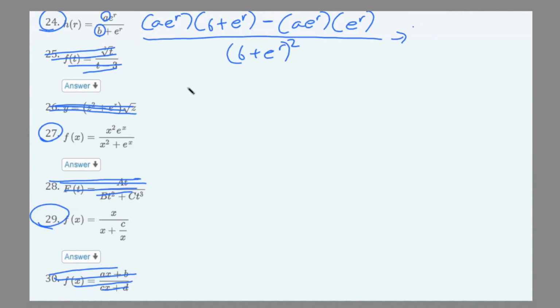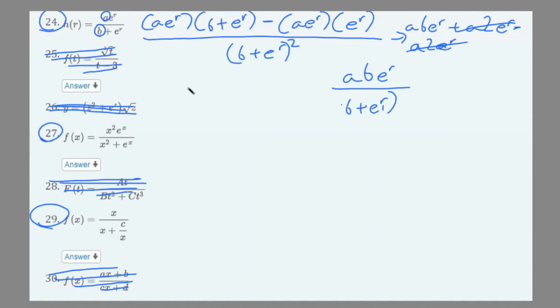If you simplify that out, you get ab e to the power of r plus a e to the power of 2r, and then that would be subtracted by a e to the power of 2r. Now, since this is negative and this is positive, we could cancel those out. And your numerator final answer would be ab e to the power of r over b plus e to the power of r squared. And that's your final answer.